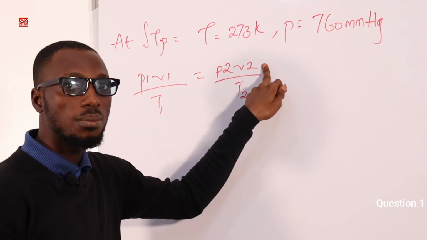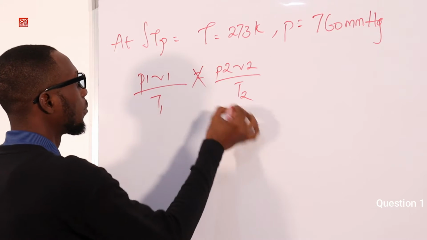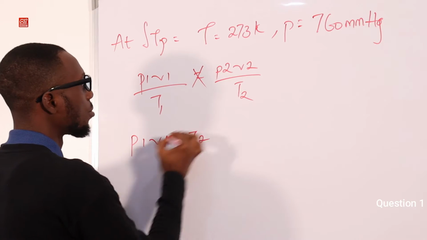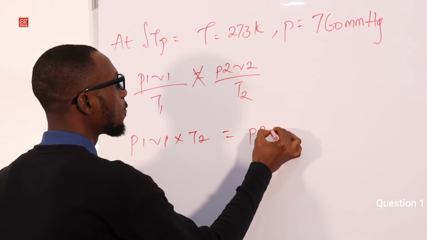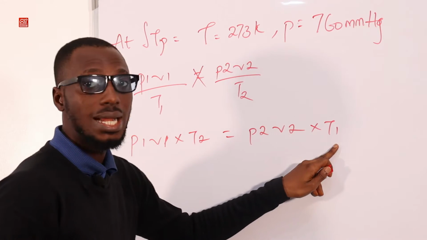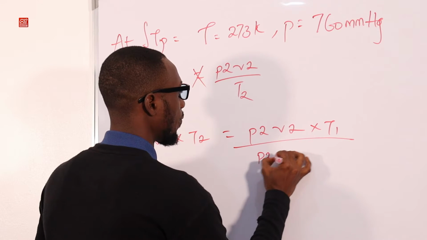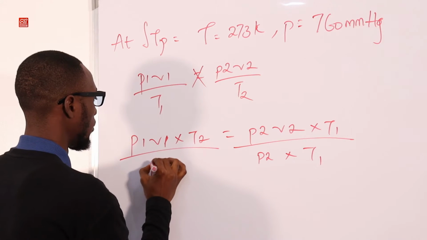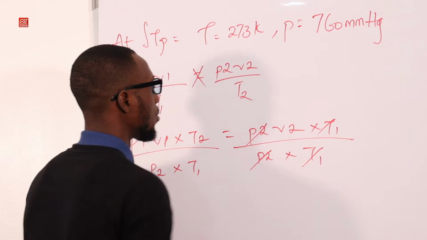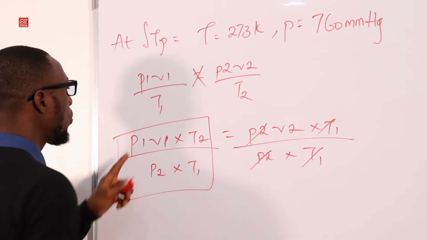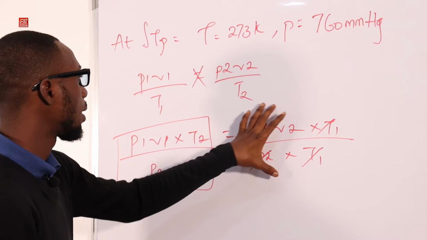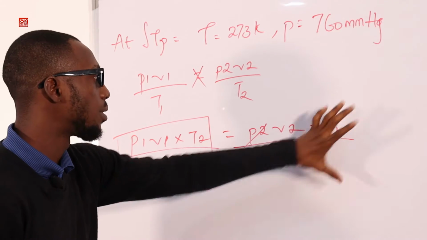So we have to make V2 the subject of the formula. All right, so we have P1 V1 times T2 equals P2 V2 times T1. So we have to divide both sides by P2 and T1. So technically V2 equals P1 times V1 times T2 over P2 T1. So let me just take this off so that we can input our values here.